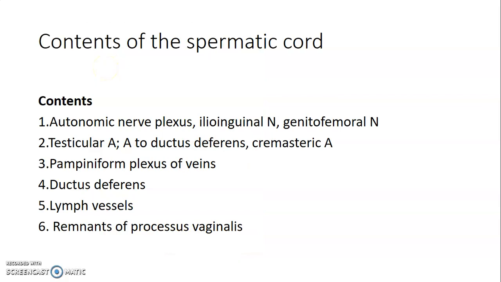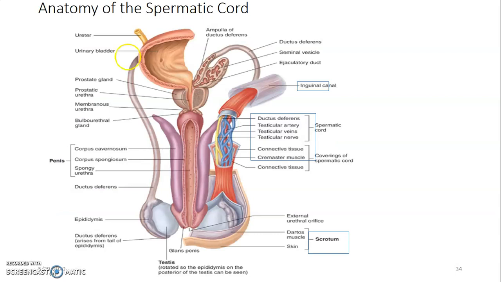So it contains the three coverings, then it has three nerves: autonomic nerves, ilioinguinal nerve, and genitofemoral nerve. It has three arteries: testicular artery, artery to ductus deferens, and cremasteric artery. It has the pampiniform plexus of veins, ductus deferens, lymphatic vessels, and remnants of the processus vaginalis. So this is the spermatic cord.